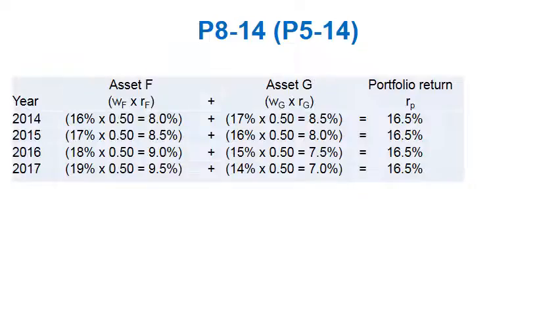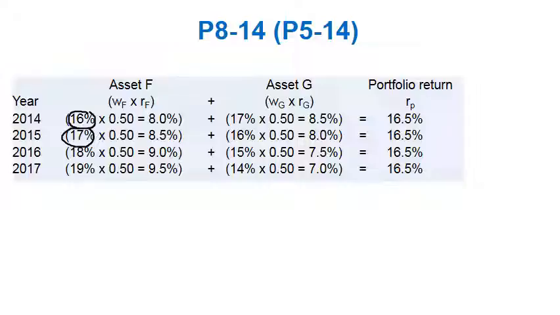In the first step, we calculate the expected returns on a portfolio comprising 50% of asset F and 50% of asset G. So here you have the returns in each year. For example, that 16% corresponds to 2014, the 17% to 2015, the 18% to 2016, and the 19% to 2017. And these are the returns for asset F, and the same can be said about asset G.